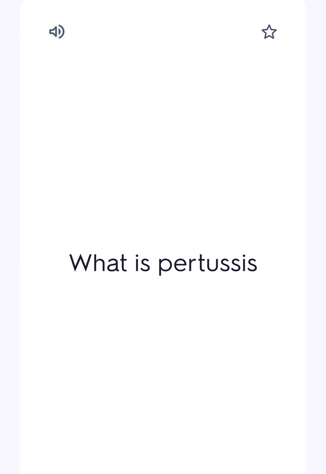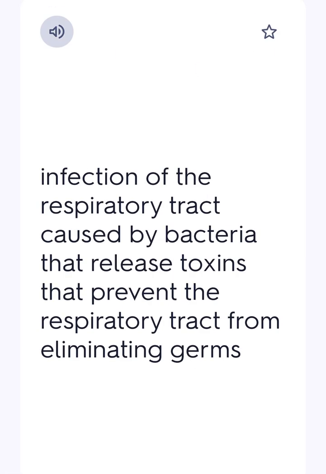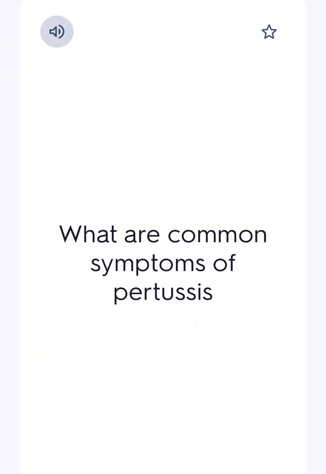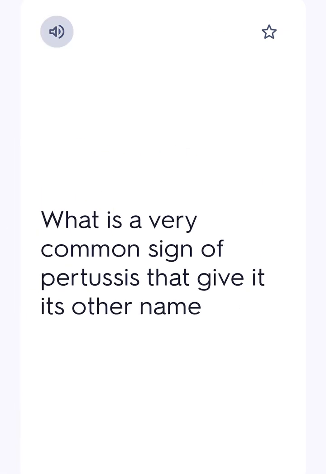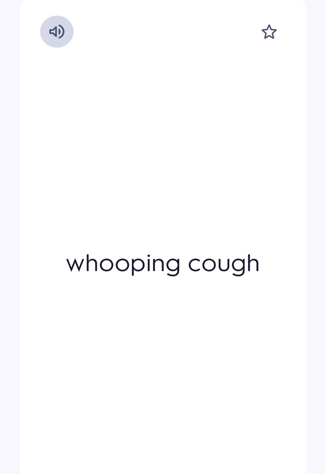What is pertussis? Infection of the respiratory tract caused by bacteria that release toxins that prevent the respiratory tract from eliminating germs. What are common symptoms of pertussis? First starts with fever, dry coughing, sneezing, red watery eyes, then within a 2-week period the dry cough becomes wet and brings up thick stringy mucus. What is a very common sign of pertussis that gave it its other name? Whooping cough.